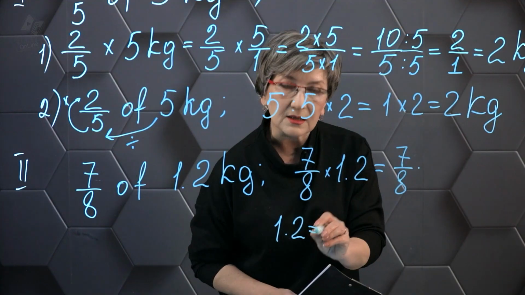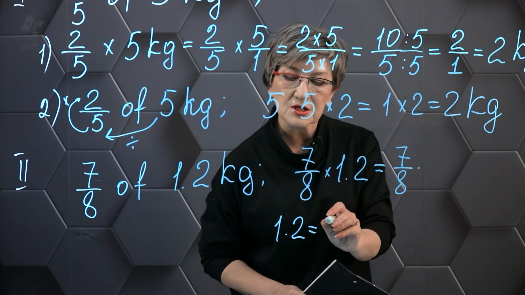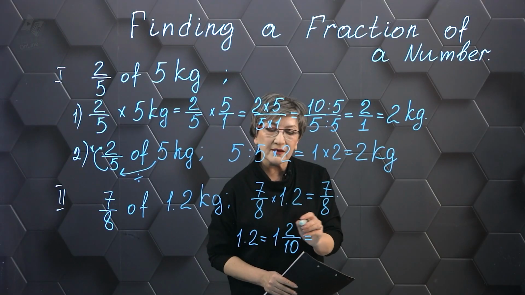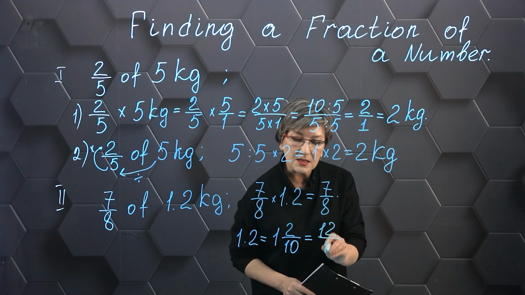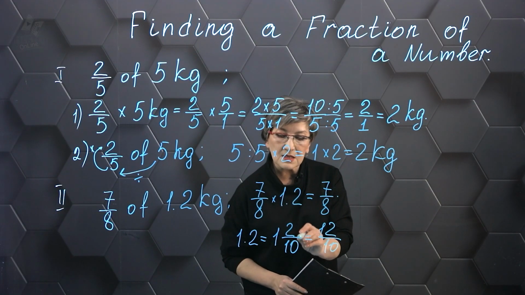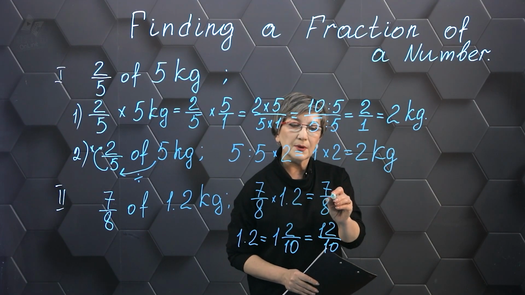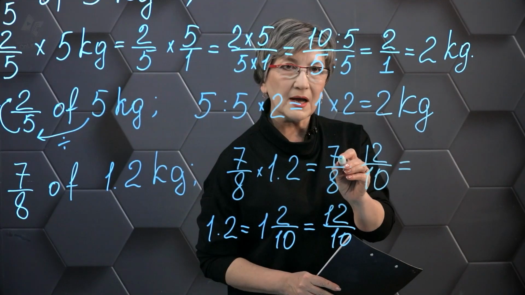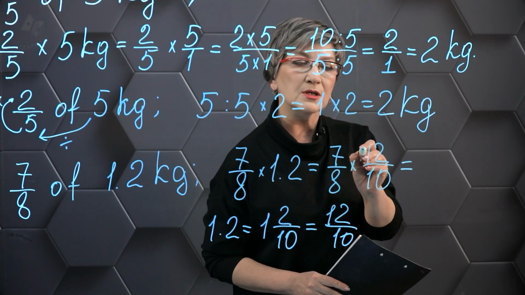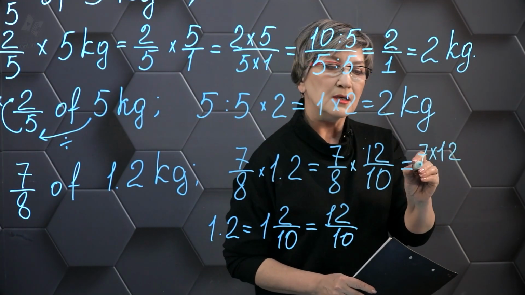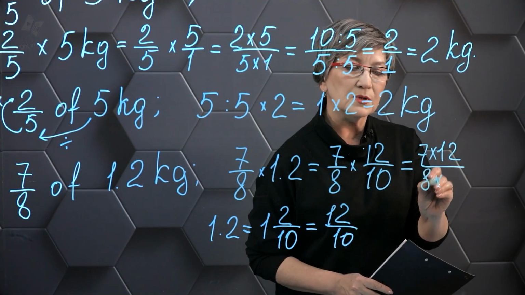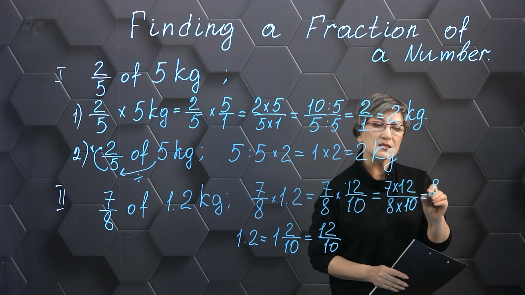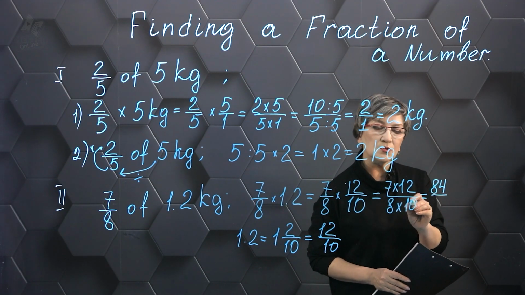Let's write it down as a mixed number, 1 whole 2/10. And now let's write it down as an improper fraction. 12/10, 1 times 10 is 10, and plus 2 is 12/10. So therefore, I multiply 7/8 by 12/10. By the rule of multiplication, I multiply 7 times 12. And the denominator of 8, I multiply by the denominator of 10. The result is 7 times 12, that's 84. 8 times 10, that's 80.